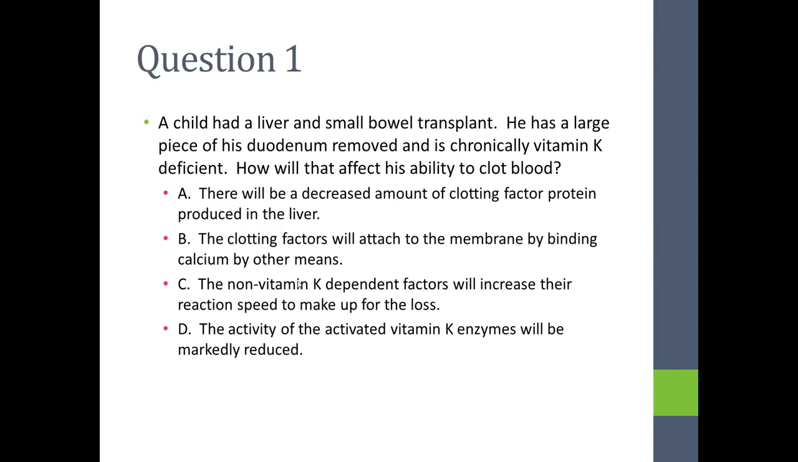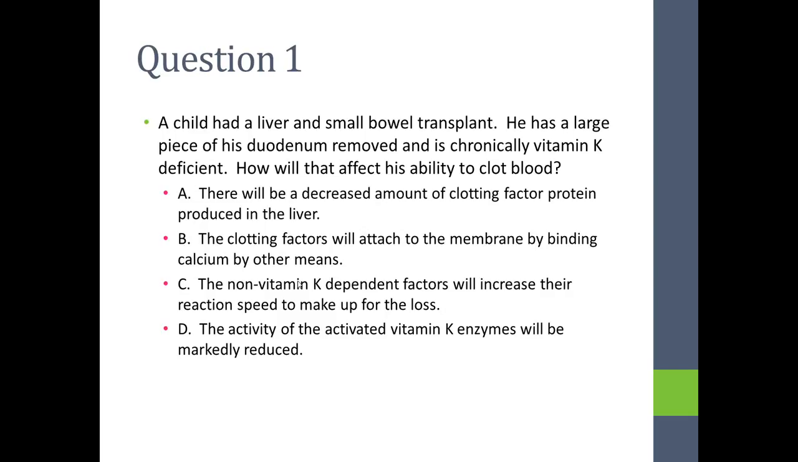Question 1. A child had a liver and small bowel transplant. Because of this, he has a large piece of his duodenum removed and is chronically vitamin K deficient, because vitamin K is absorbed in that part of the stomach and intestine. How will this affect his ability to clot blood?